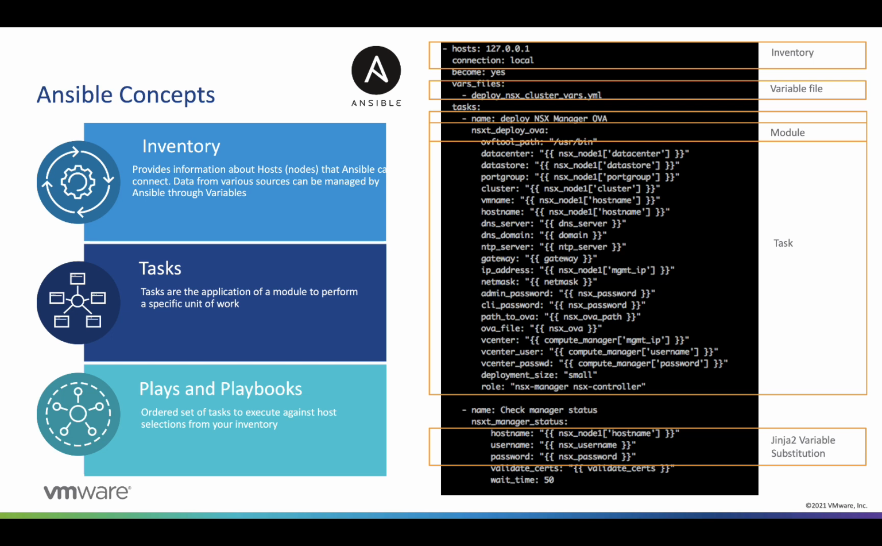And then we have all the variables in the variable file. We need to think about these variables when we want to deploy our NSX-T manager. That's the DNS server, the domain, the IP addresses, the subnet, etc. And then you run that playbook, and that will install the NSX-T manager.